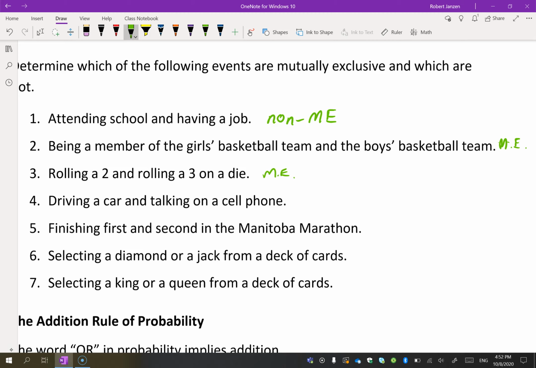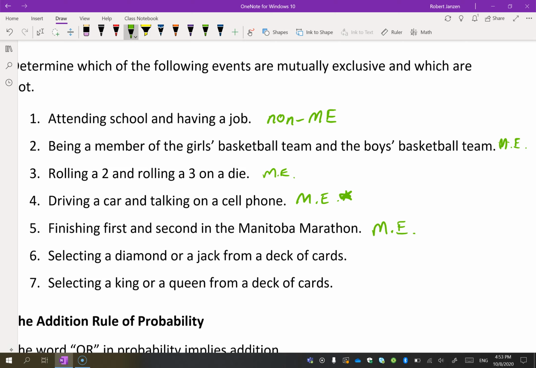Okay, driving a car and talking on a cell phone. Well, that should be mutually exclusive, I guess, unless you have Bluetooth. So maybe we'll put a star by that one and kind of say it's possible. Okay, maybe that's a bad example. Finishing first and second? No, can't do those both at the same time.